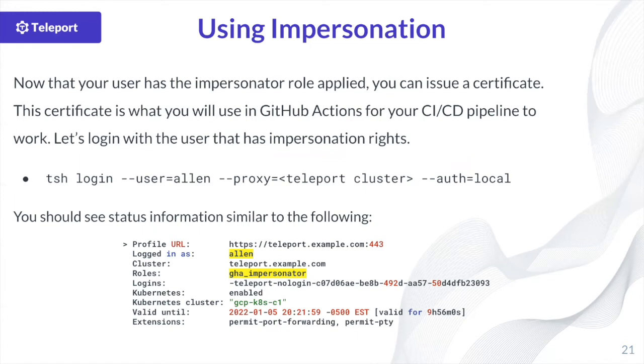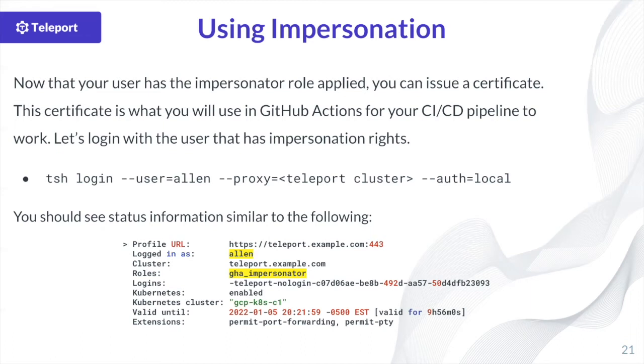And then from my command line, I get a little status page in my terminal window. It'll look similar to this: here's the cluster you're logged in as, here's your user, and which role you've been assigned. So this user, because they have the impersonator role, it shows what that user is assigned as.